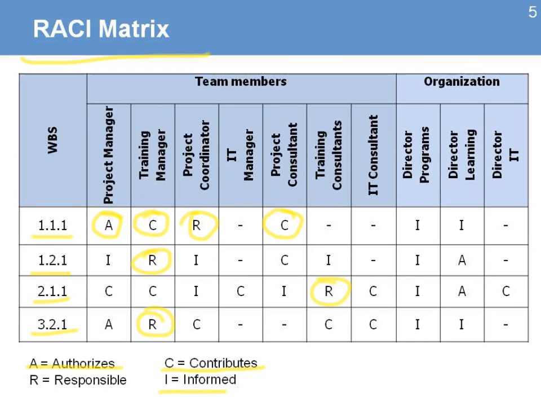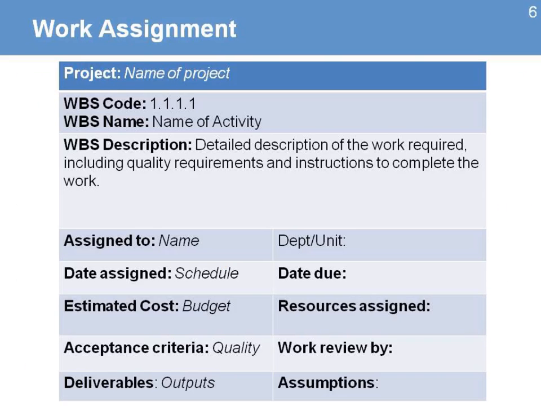Then with that information, we need to go to the next step, and that is the understanding of the work assignment. This is a one-page usually document that describes in more detail what is the work that we have assigned to a team member. And you can use a similar template like this one where you have the description of the name of the project, the code of the WBS, and the name of the activity.